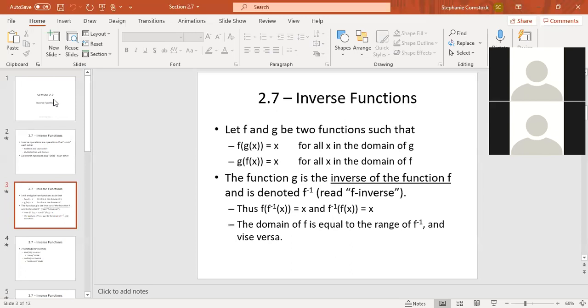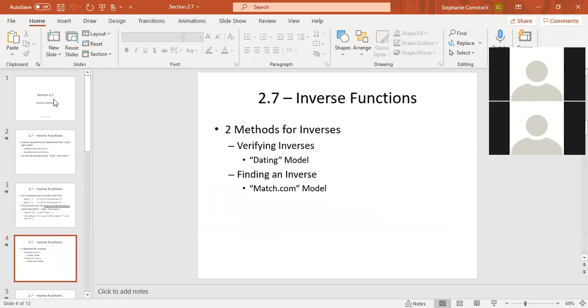Now, inverses in the math world are like soulmates. You only get one. We've got a couple of options for how to make this happen, and we'll see how these work. So the two methods are, one is called verifying inverses.